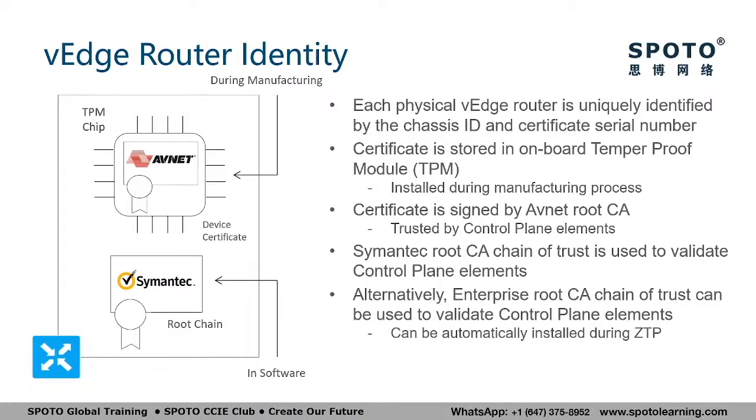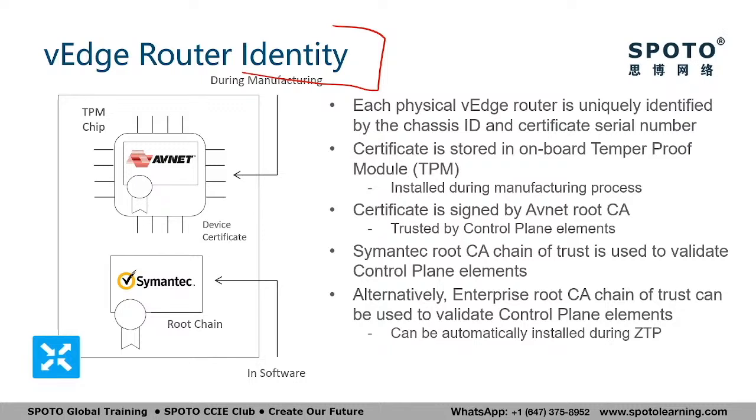We have had certificates with digital signatures and secured communication between controllers. It is time for us to establish the secured communication with vEdge. The first element is identity. There are three types of identity. The first one is vEdge router identity. Second is vEdge cloud router identity. The third one is controller identity.